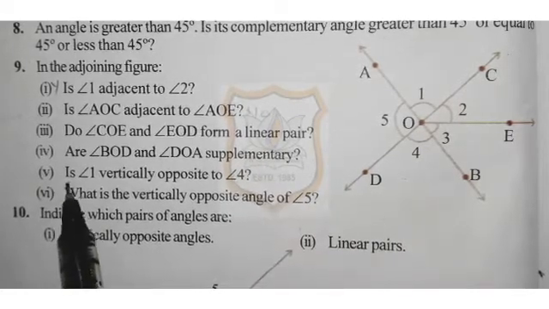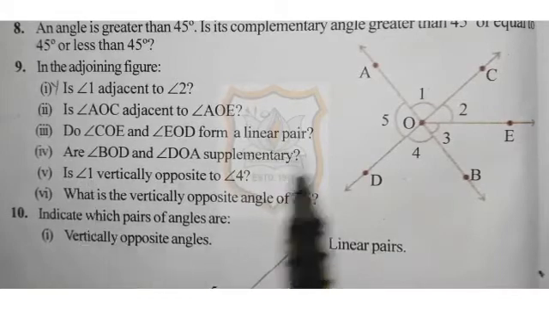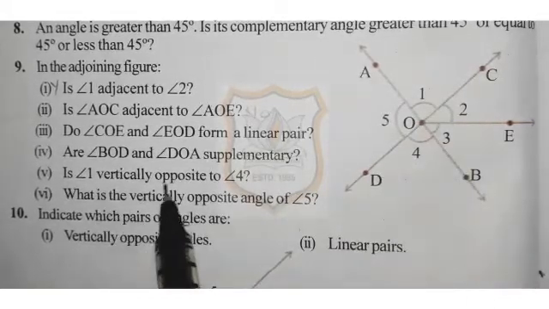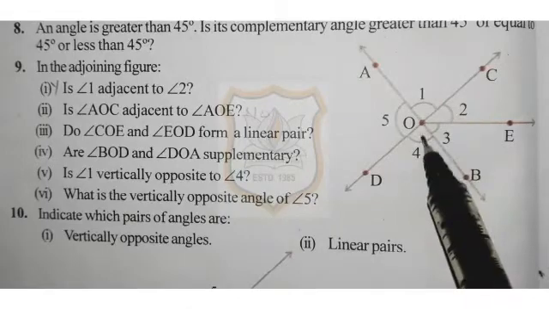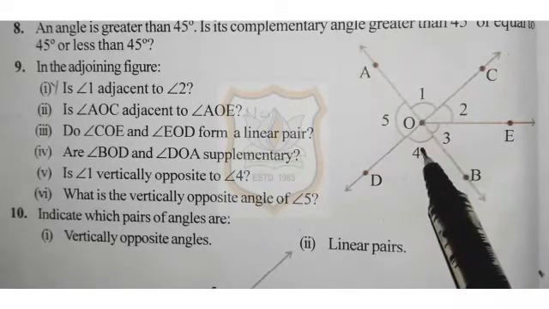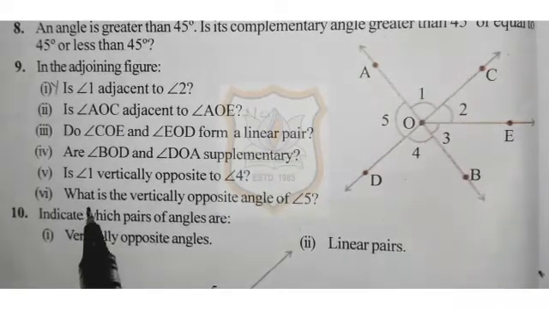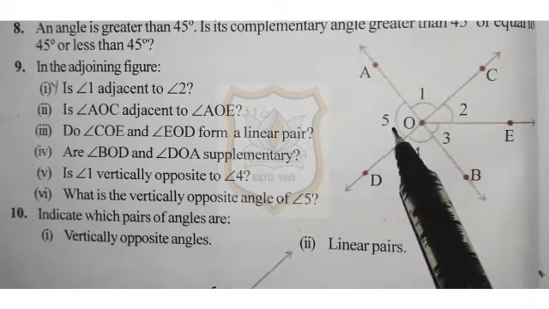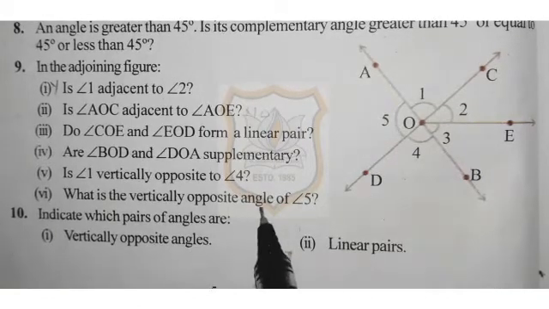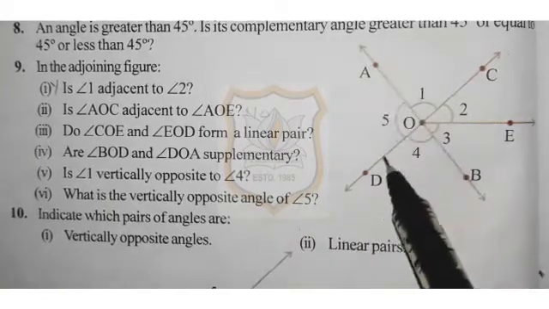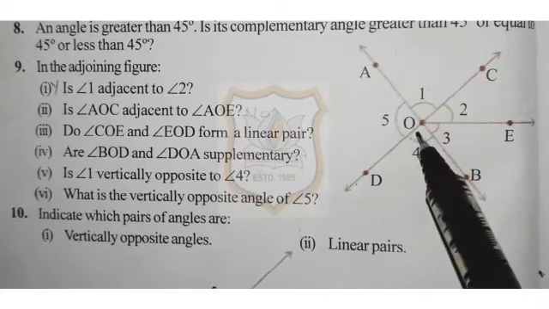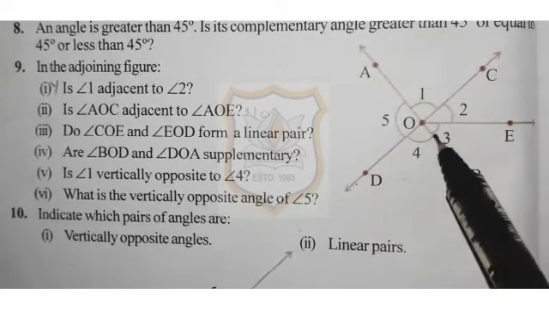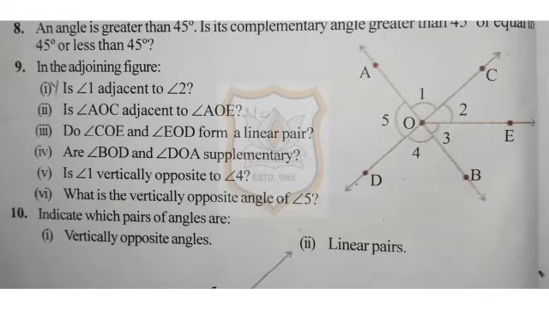And fifth one is angle 1. Is angle 1 vertically opposite to angle 4? That you have to tell. And what is the vertically opposite angle of angle 5? This one is angle 5. The vertically opposite angle of angle 5 is this one, that you have to tell.